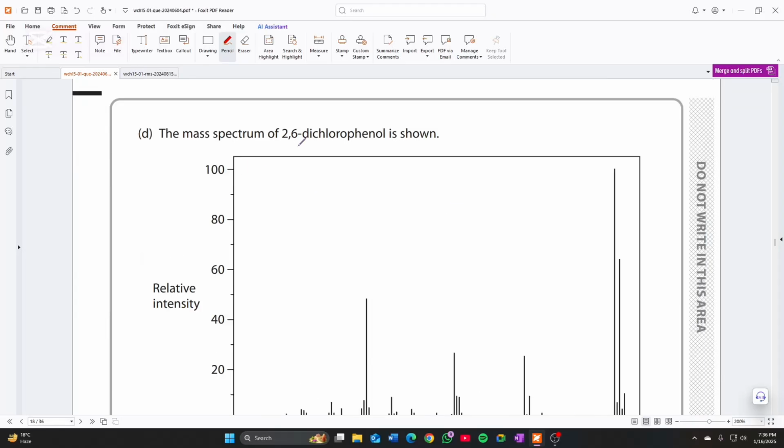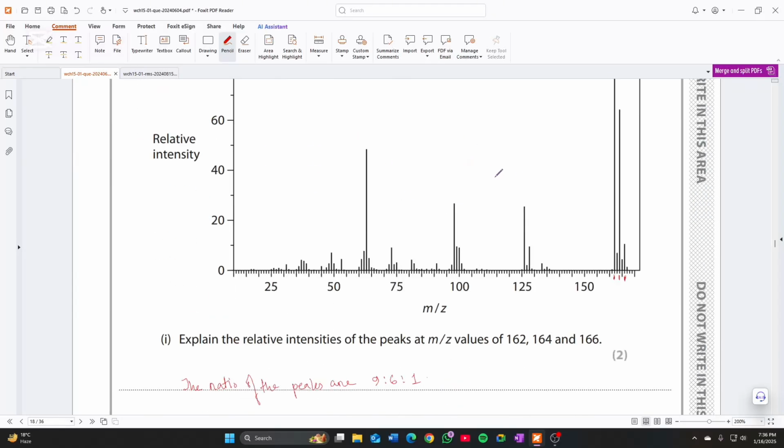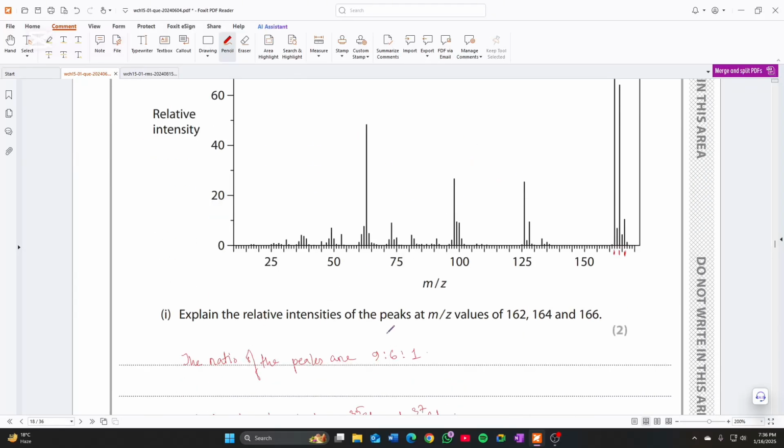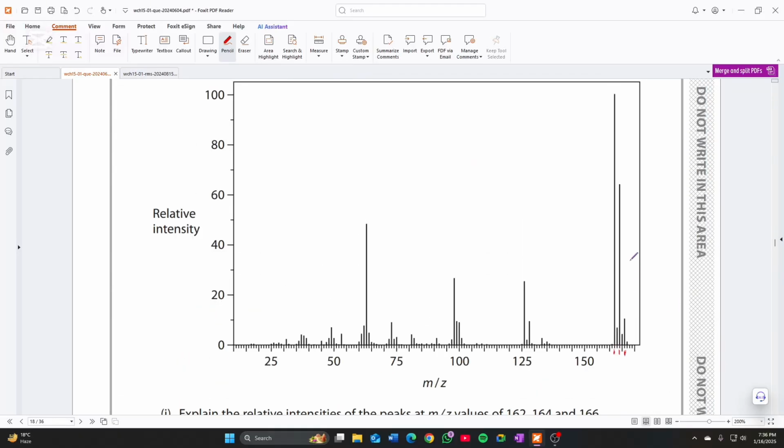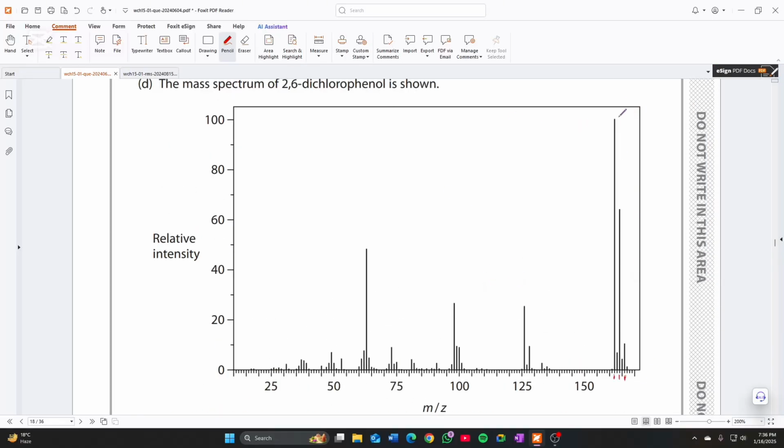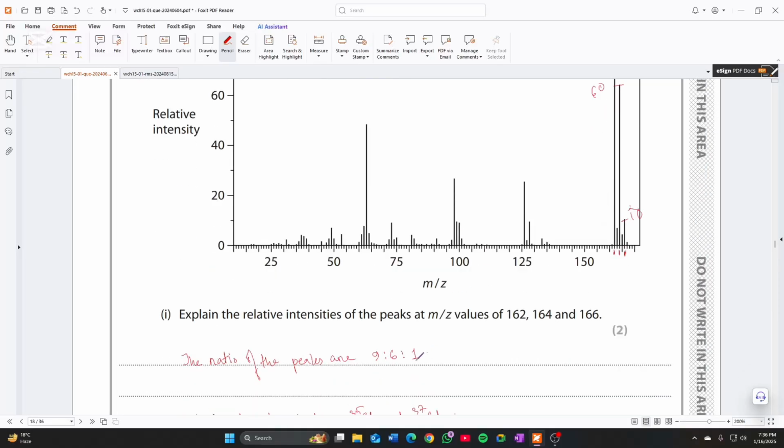Next, we have the mass spectrum of 2,6-dichlorophenol, and we must explain the relative intensities of the peaks at values 162, 164, and 166. Here you can see that 162 is a big peak. Then 164 and 166. If you calculate the ratio, here it's around 90, here it is at 60, and here it is at 10. So the ratio is 9:6:1.